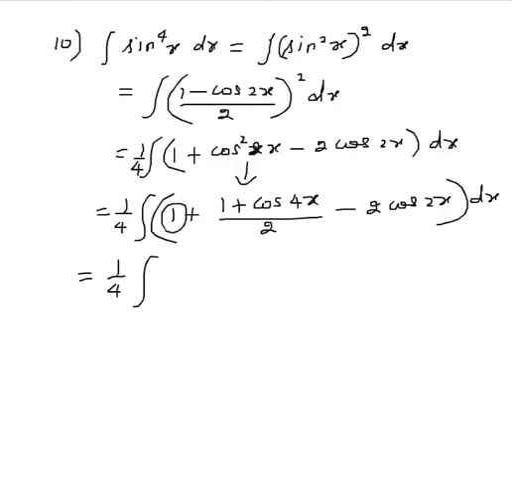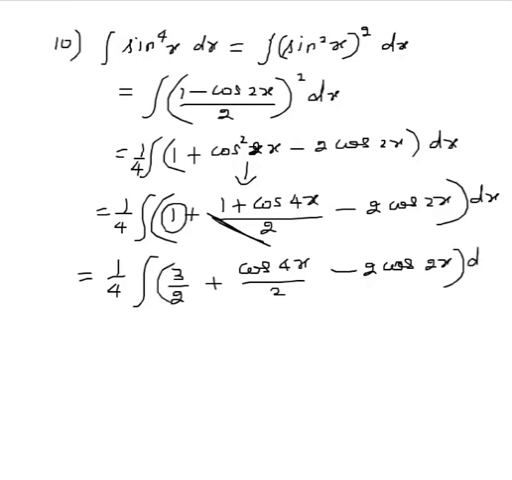Now here we have 1, here we have half. We can add them. 1 plus half is 3 by 2. And the second term is cos 4x divided by 2. And the third term is 2 cos 2x into dx. Now each term can be integrated.